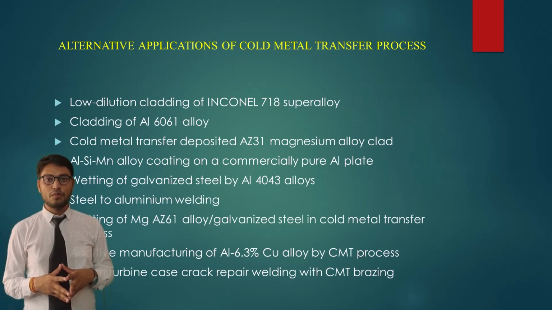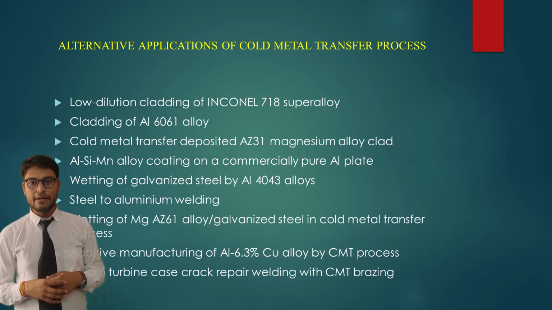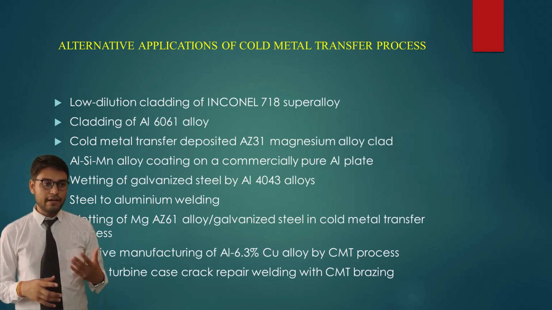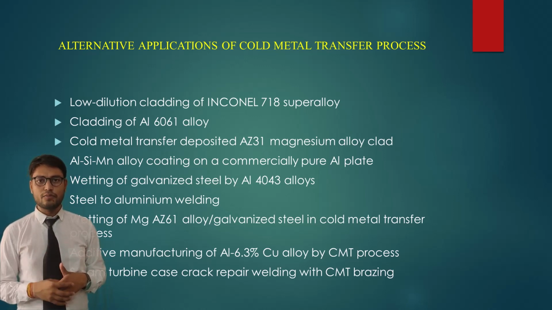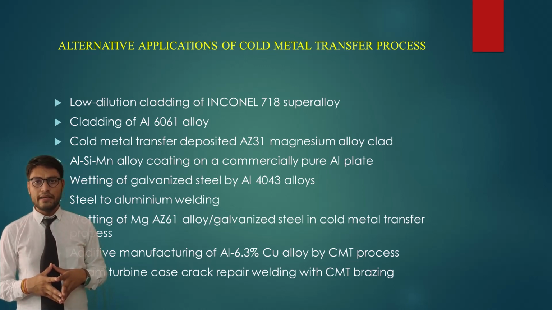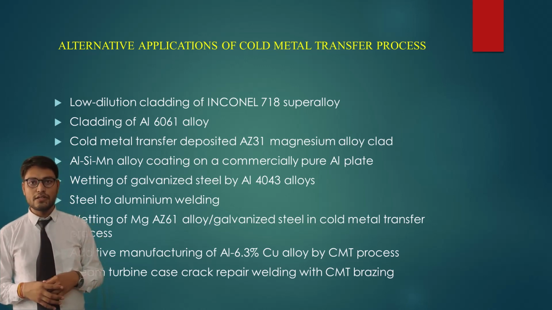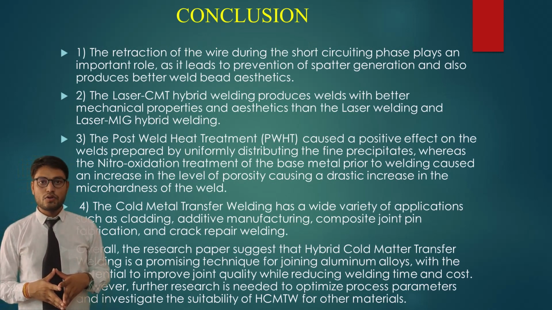So now let's move towards the alternative applications of the cold metal transfer process. CMT can be used for various processes other than welding, like low dilution cladding of Incoloy 780 superalloy, cladding of aluminum 6061 alloy, cold metal transfer deposition of AZ31 magnesium alloy, and welding of galvanized steel with aluminum 4043 alloy, steel to aluminum welding, and many more. So now let's move towards the conclusion.